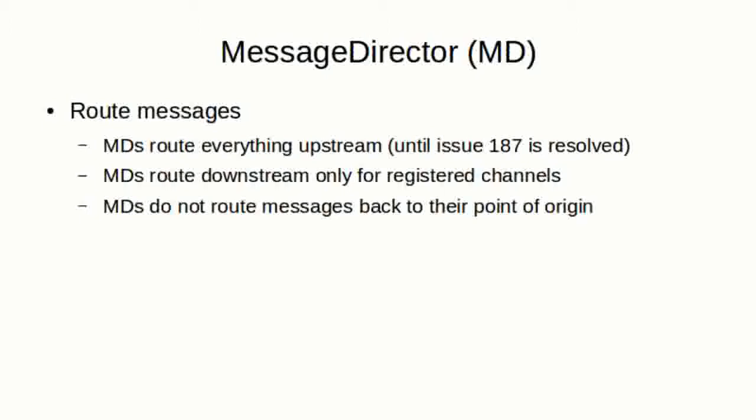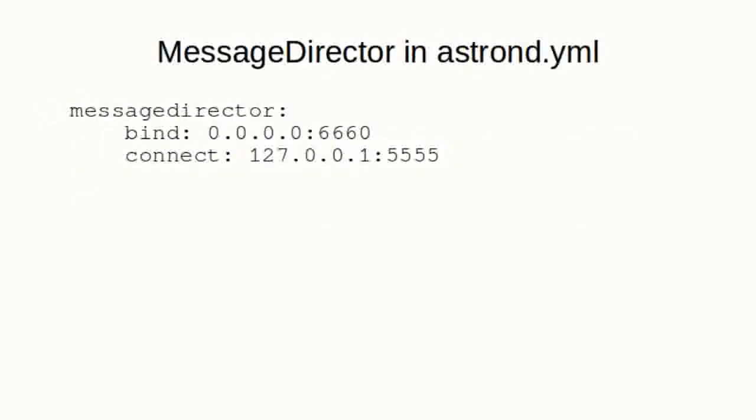Note that this also happens completely transparently to participants. Those will not have to care at all about the structure of the network or whether another participant that they want to communicate with has connected to the same or another message director. The configuration is even more simple. You just set an interface and port on which it will listen for incoming connections by other message directors, and you give it an address and port to which it should connect itself.